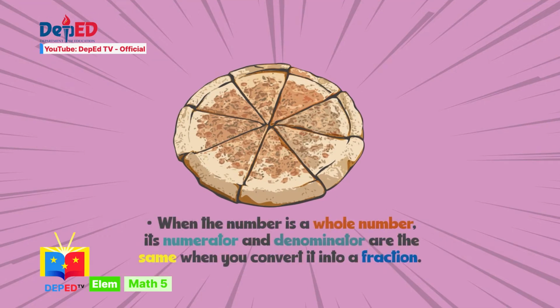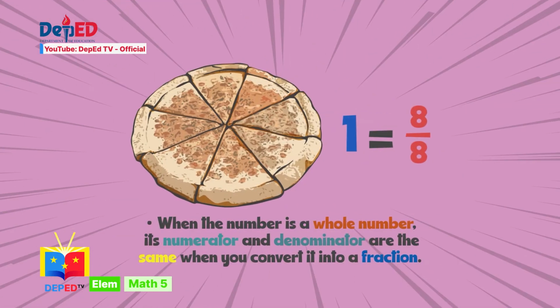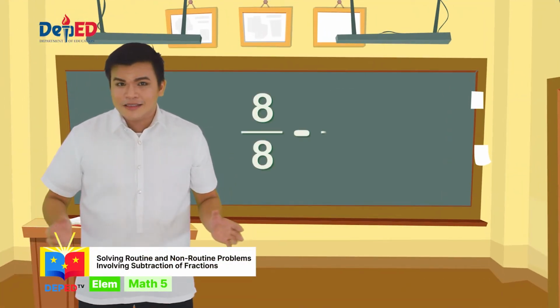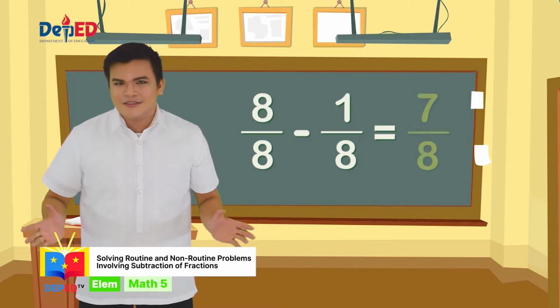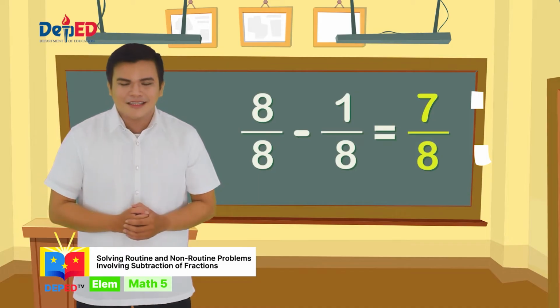You already learned that when the number is a whole number, its numerator and denominator are the same when you convert it into a fraction. Therefore, we will rename the whole number as an equivalent fraction. 1 now becomes 8/8 since the pizza has 8 slices. When we write it as a fraction, its denominator is 8. Now we have 8/8. Then, we can perform the operation of subtraction. 8/8 minus 1/8 is equal to 7/8. We just directly subtract the numerators since the denominators are the same.